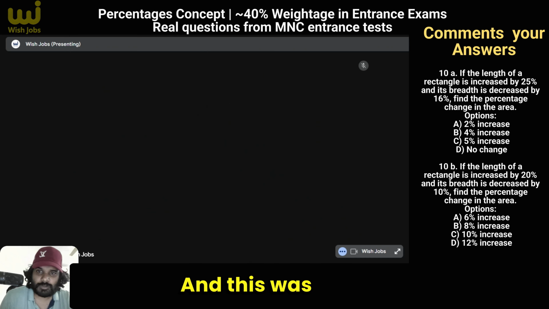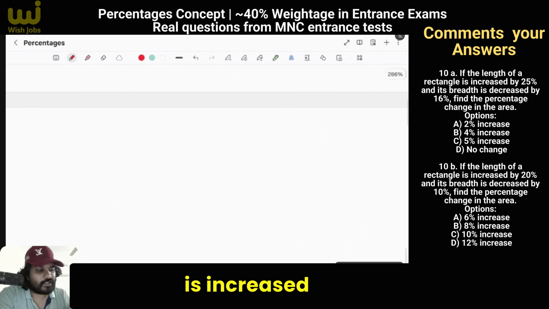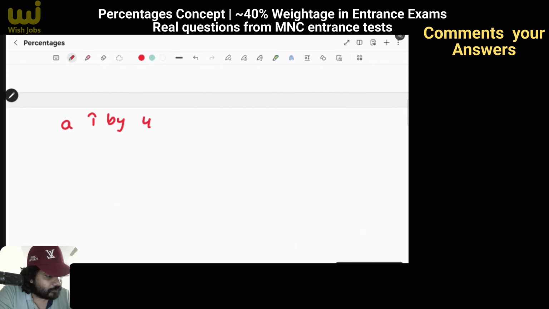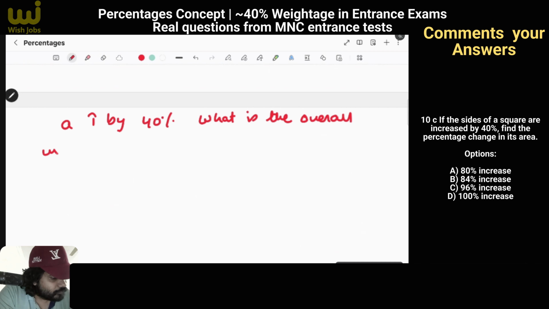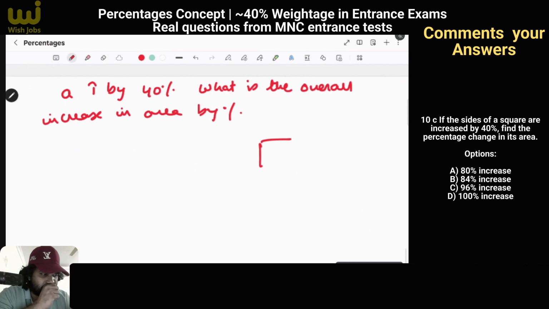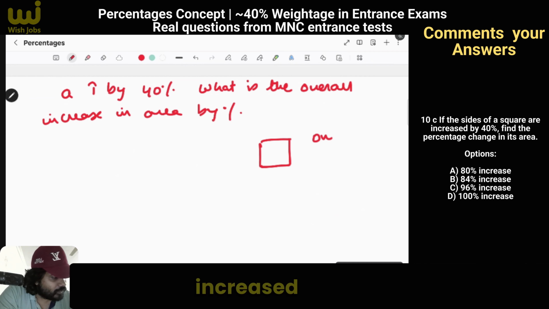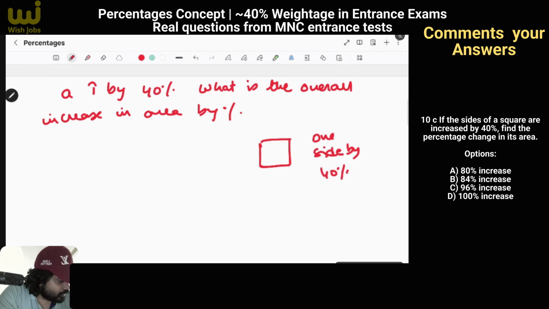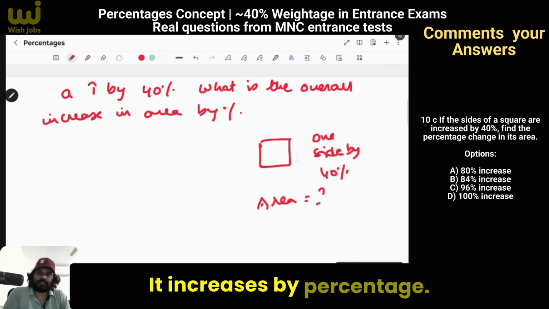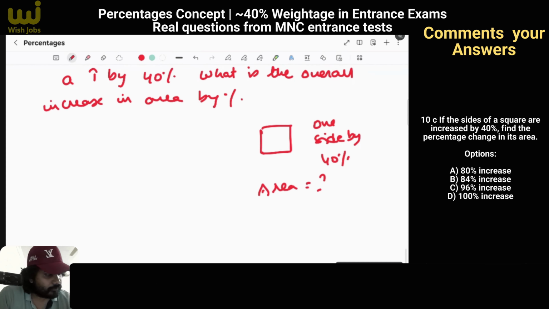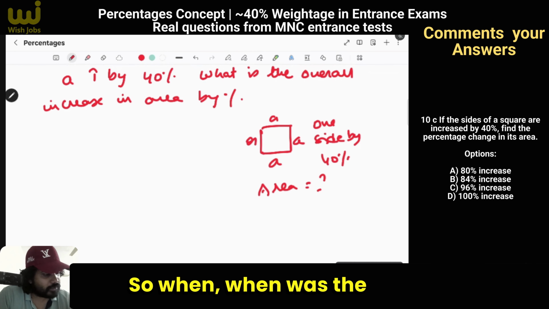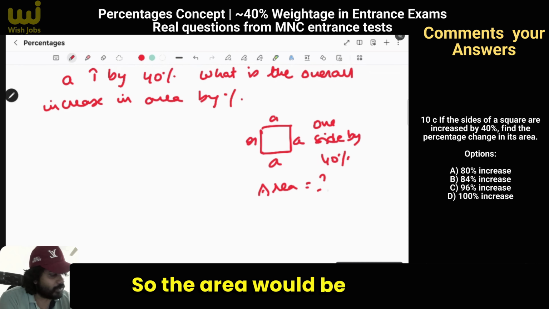I'll just pause. The side of the square is increased by 40%. What is the overall increase in area by percentage? If one side of the square is increased by 40%, how much does the area increase by percentage? What is the area of the square? When it is a square, all sides will be equal. So the area would be side square.